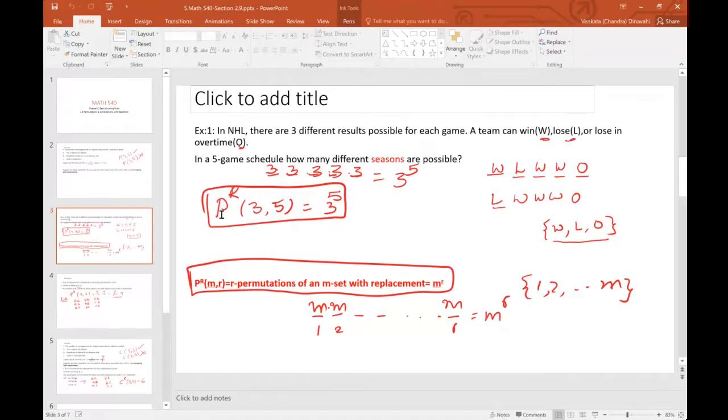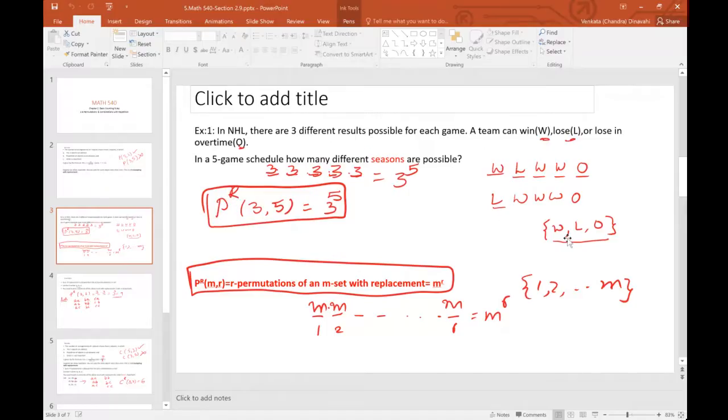Another way you can think is, I am selecting from a set of 3: winning, losing, or losing in overtime. So this set consists of 3 elements. I am picking members from these 5 different times. That is denoted by P power R. The order in which these things happen is important, because this is a different order than this. This is a different season. So this is a permutation, and I can select the same one more than once. So this is with repetition.